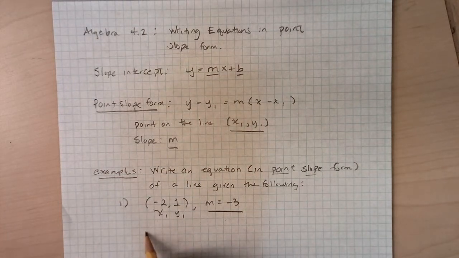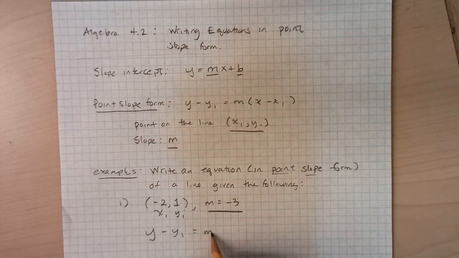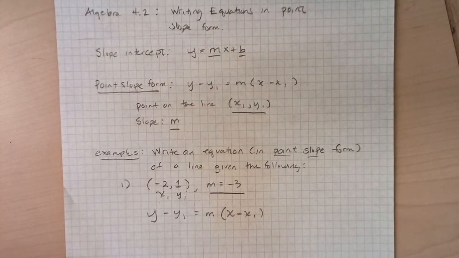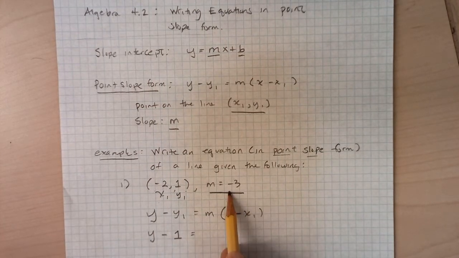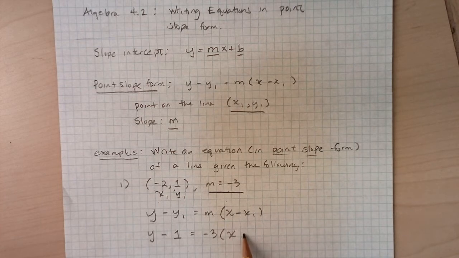So again, here's what point-slope form looks like. y minus y sub 1 equals m times a quantity x minus x sub 1. Especially now that everything's labeled, I'm just going to plug everything into this equation. I'm not going to plug in a specific number for y. y sub 1 is 1, so y minus 1 equals m. The slope is negative 3 times a quantity, so parentheses, x minus negative 2.